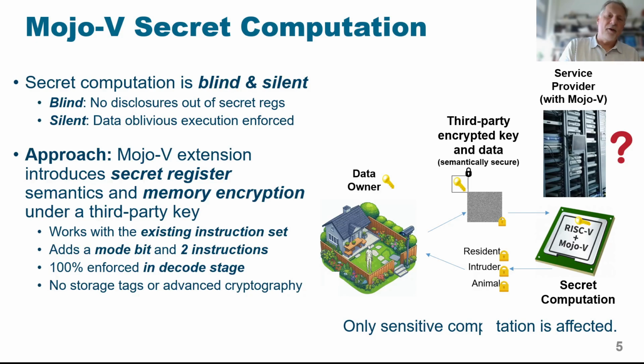And then unlike other security technologies that we've seen in the past, there's no storage tags here. There's no need to know what's a secret value and what's not a secret value. The secret values are in those bottom 4 registers. So there's no tagging of memory, there's no tagging of registers, etc. And then unlike fully homomorphic encryption and other privacy technologies, there's no advanced cryptography involved. This is all just standard cryptography.